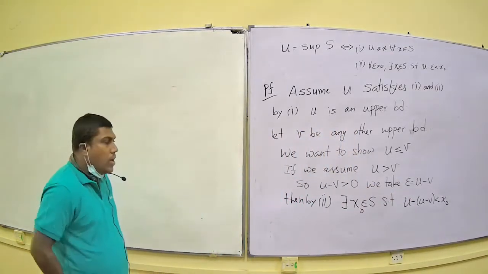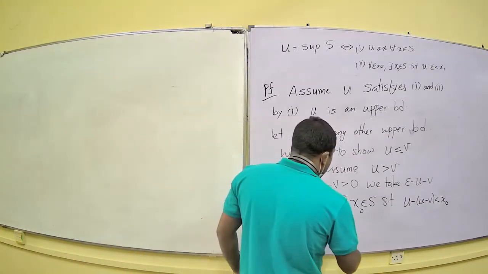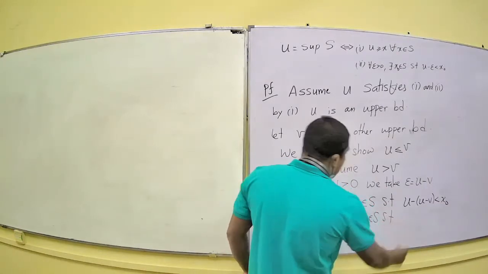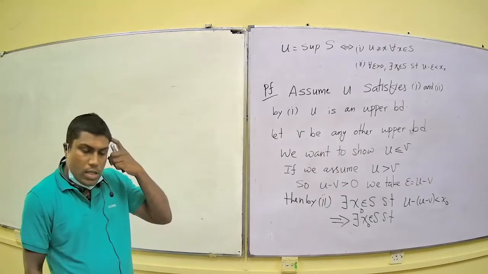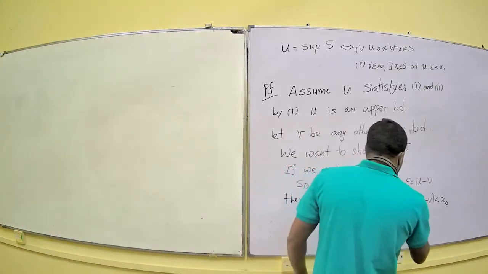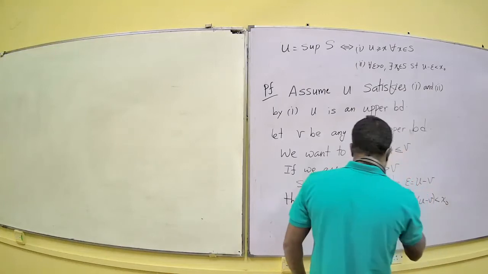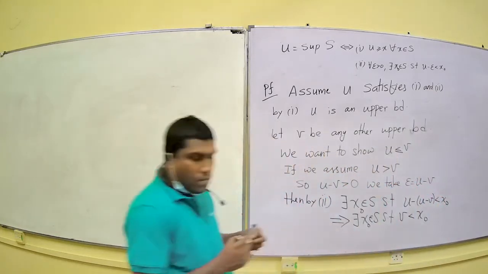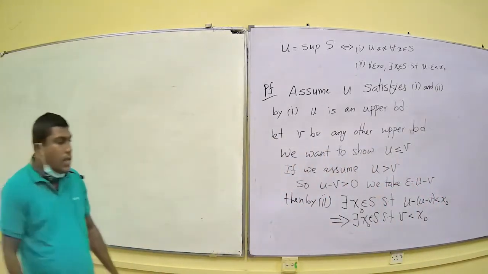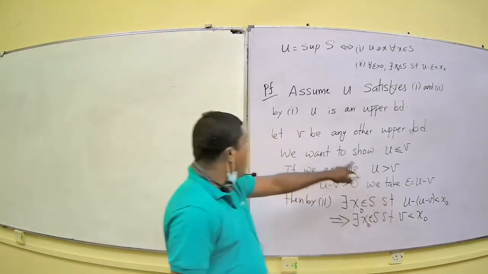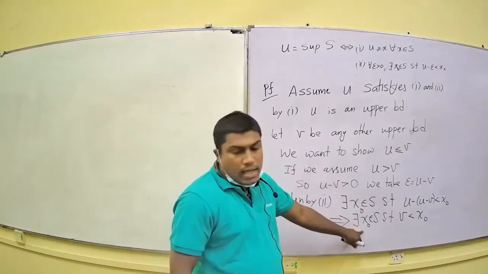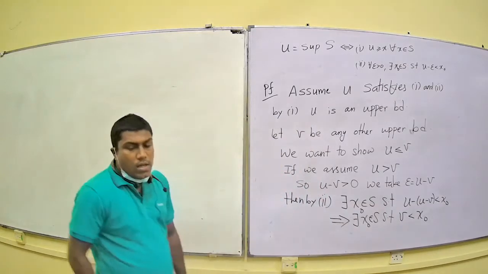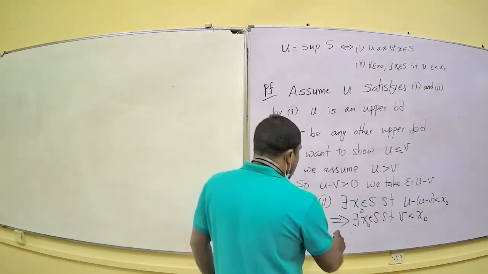Once you do that, you can simply notice that this says there exists x naught belonging to S such that u minus u plus v, that is, v is less than x naught. But this cannot be true, because we say that v is an upper bound, but there exists an element in the set bigger than the upper bound, so that's not possible. This is the contradiction.